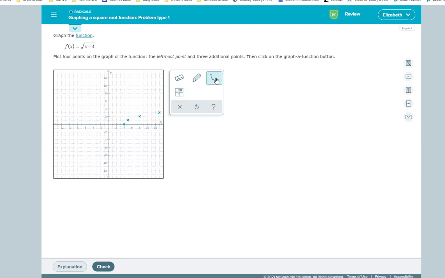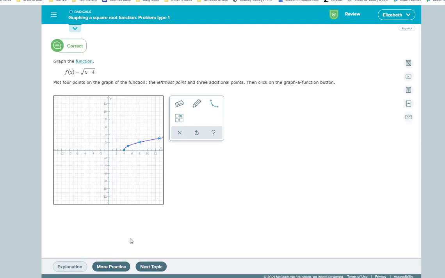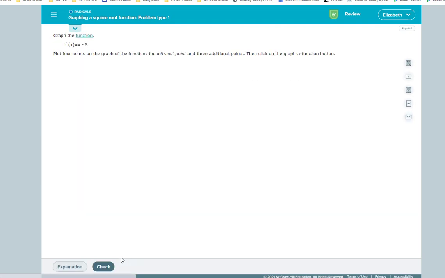Now I'm going to click on the connect the dots thing and it'll just draw it for me. And so that's my square root function shifted to the right 4. And I can check it. Woo, got it right.